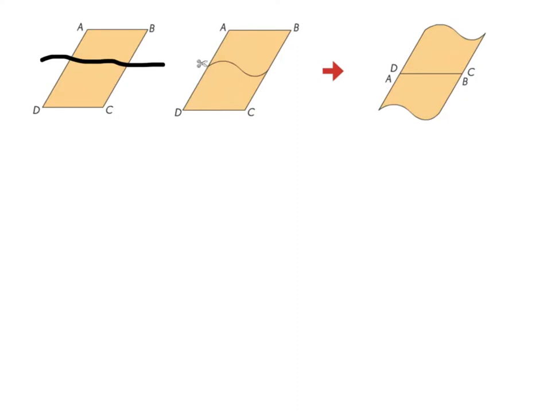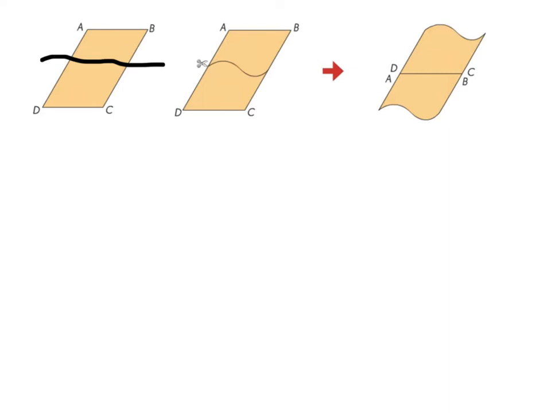Now let's explore the properties of the sides and angles in a parallelogram. Let's begin with this parallelogram, ABCD. Imagine that we're going to cut the parallelogram into two pieces, right along the middle here. Then let's slide one piece to match the sides AB and DC as shown. What does this show us? It shows us that the opposite sides of the parallelogram are of equal length.